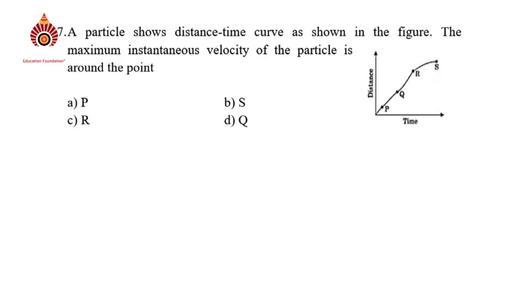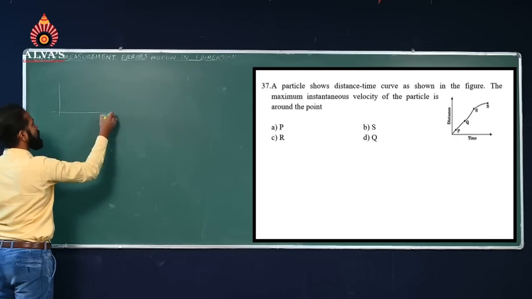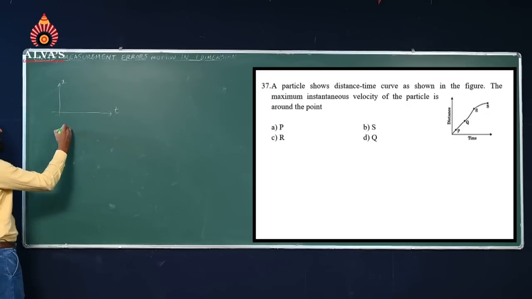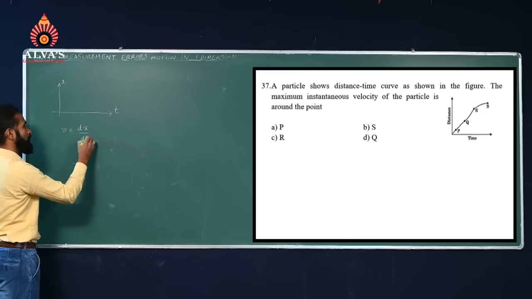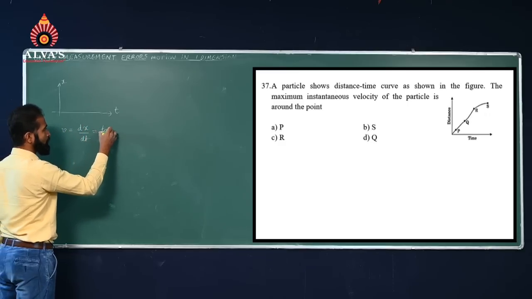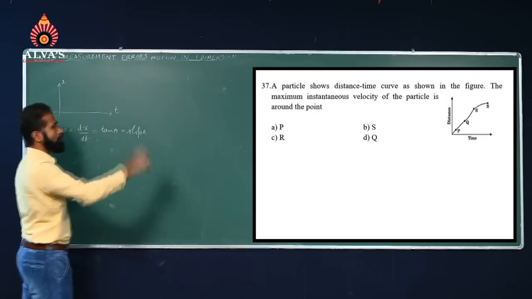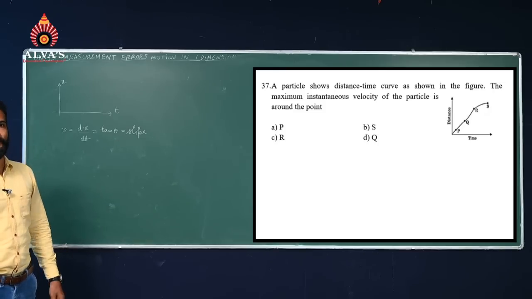Next question 37. A particle shows distance time curve as shown in the figure. The maximum instantaneous velocity of the particle around the point is. So the graph is a displacement time graph, and instantaneous velocity at any time can be calculated as dx by dt, or also it is given as tan theta, or it can also be seen by understanding the slope. So if the slope is more, the instantaneous velocity is more.